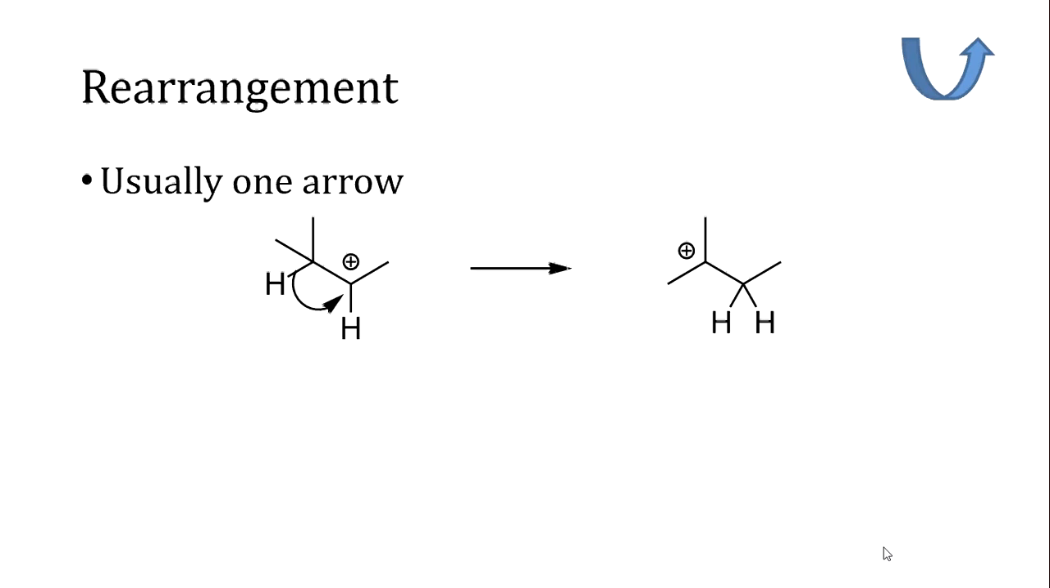Finally, there's rearrangement, and rearrangements are usually one arrow showing some group moving from one part of the molecule to another. In this case, we have a carbocation with a positive charge at one position, and we have a hydrogen atom nearby that can hop over and generate a different carbocation. Carbocation rearrangements are the most common type of rearrangements in organic chemistry, and they're enough to warrant their own video describing that behavior.